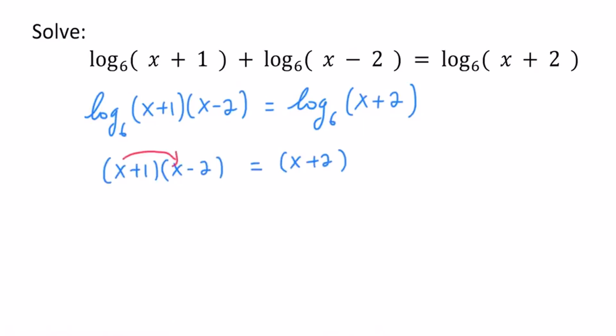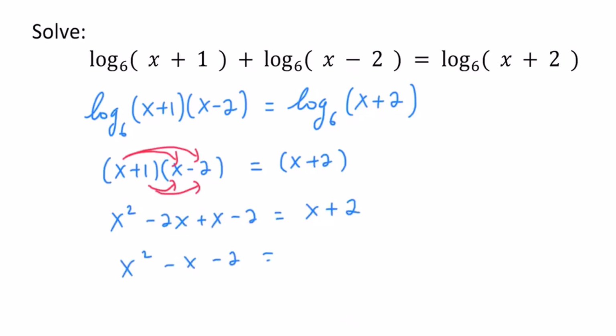FOIL: x times x, so that is x squared. X times negative 2, so negative 2x. 1 times x, so that is 1x. 1 times negative 2 is negative 2, is equal to x plus 2. Combine the like terms. So we have x squared minus x minus 2 is equal to x plus 2.